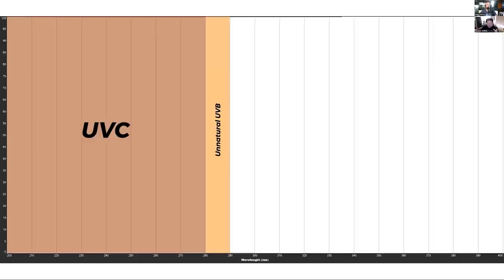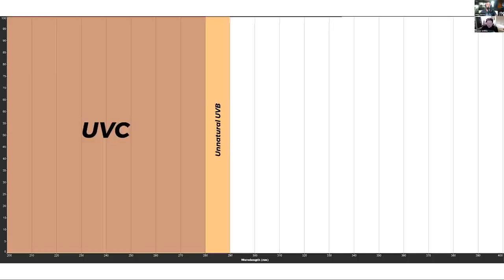Anything from 280 to 290 is unnatural UVB. This means that technically speaking, it is UVB. If we ask a physicist to define UVB, they would include this. But this doesn't exist in sunlight, at least naturally. And should that be treated basically as if it were a UVC? Yeah, for all intents and purposes in animal keeping, yes, absolutely.